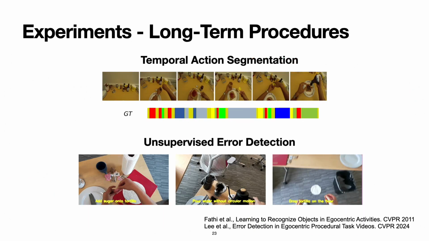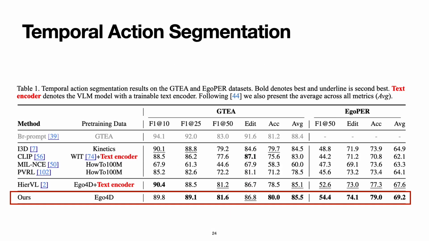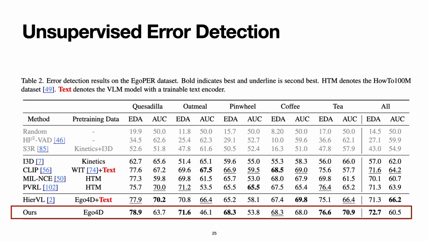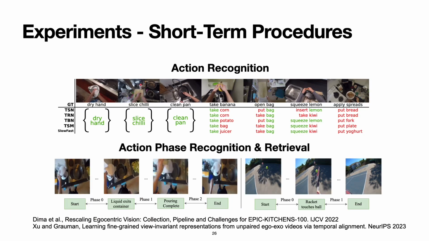To demonstrate our model's procedural awareness, we first benchmark it on two long-term procedural tasks, temporal action segmentation and unsupervised error detection. In temporal action segmentation, our approach outperforms existing video encoders, procedure-aware representation methods, and even VideoMAE and higher-capacity models on most metrics. In unsupervised error detection, where no abnormal data are seen during training, our model achieves state-of-the-art performance on most metrics, demonstrating the effectiveness of state changes and their counterfactuals for understanding procedures.